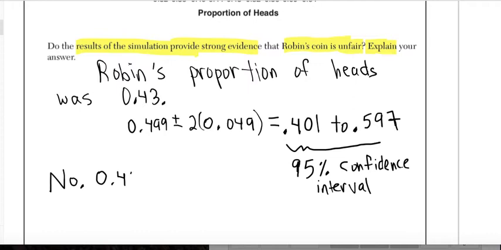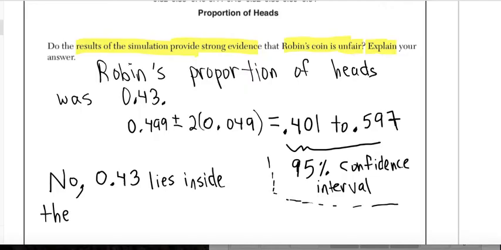0.43 lies inside the interval. So 43 heads is not unusual when you're flipping a fair coin, all right?